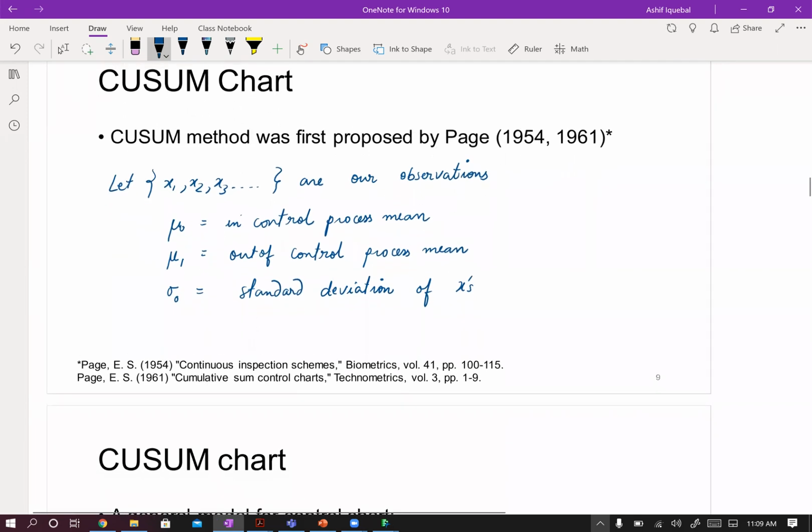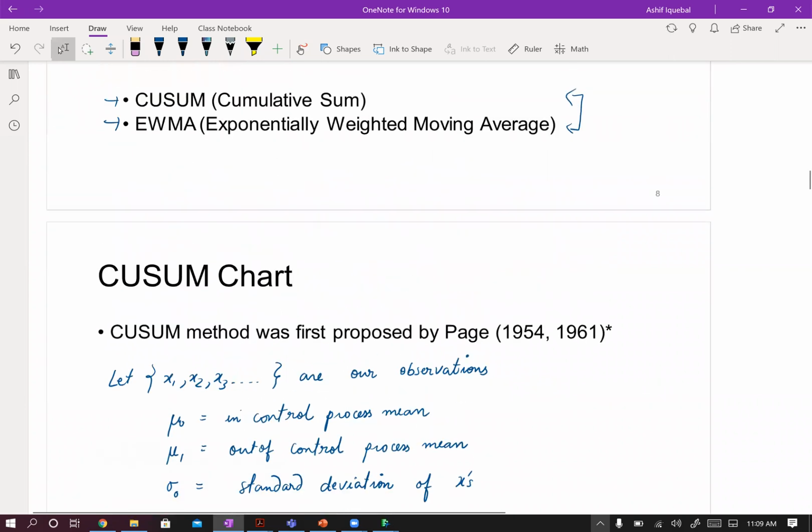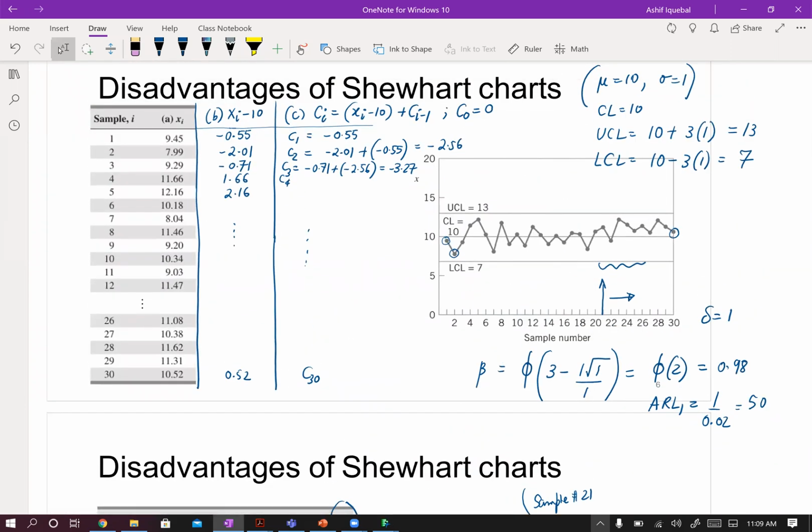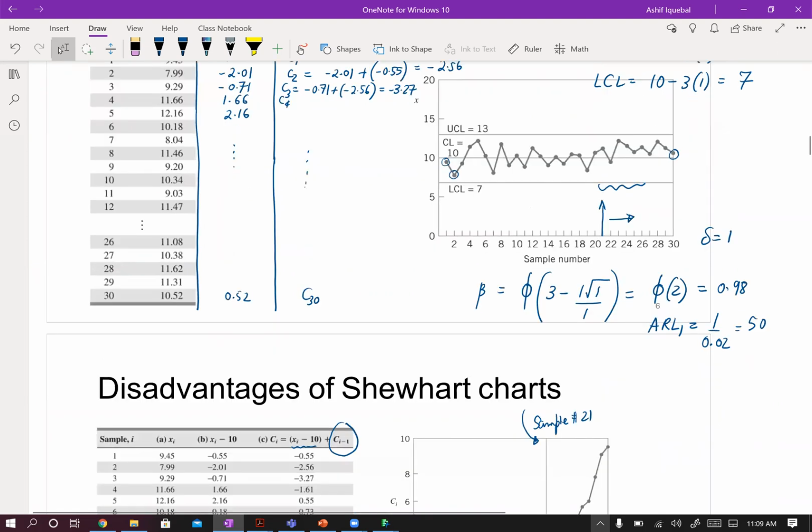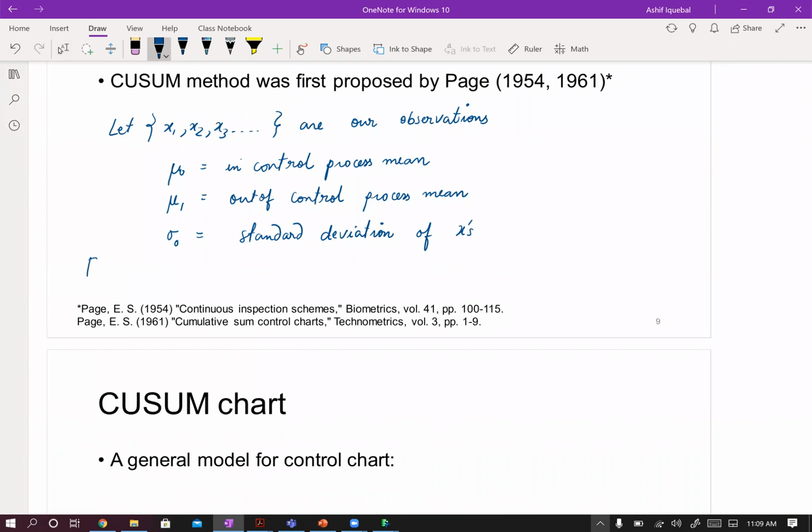Now, in the example that we saw here, we only had n equals 1, right? For each sample, we have only one observation. So in this lecture, we will focus on n equals 1. But if you have n greater than 1, we can construct a CUSUM chart for x bar.